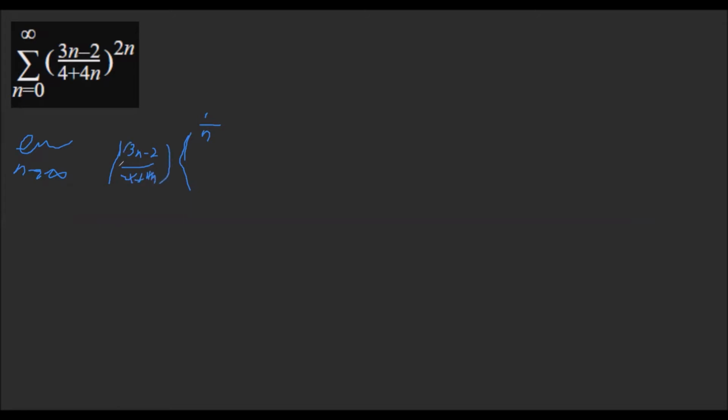Now, of course, we can multiply this 2n by this 1 over n here. And you can see that we actually just end up with the limit as n approaches infinity of the absolute value of 3n minus 2 over 4 plus 4n, all squared. Now, this may be a bit difficult to see because I'm not too great at writing.